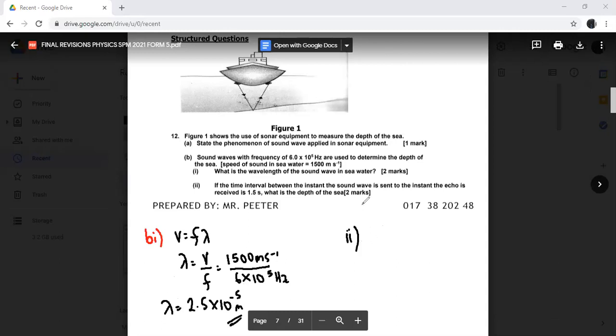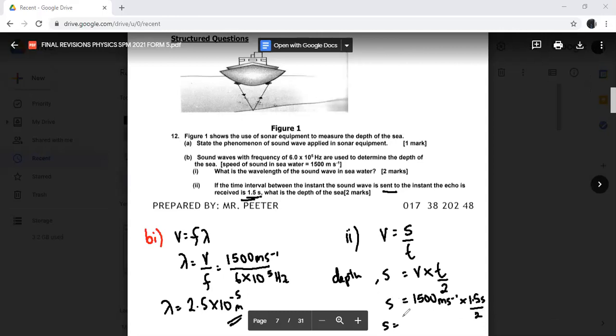Next one. If the time interval between the instant the sound wave is sent and the instant the echo is received is 1.5 seconds, what is the depth of the sea? Speed is distance per time, so distance, which will be the depth in this question, should be speed times time. But as I said earlier, from the instant it is sent to the instant the echo is received, you have to divide the time by 2. The speed is 1500 meter per second. The time given is 1.5. Please divide it by 2. So the depth should be 1125 meter. Done, guys.